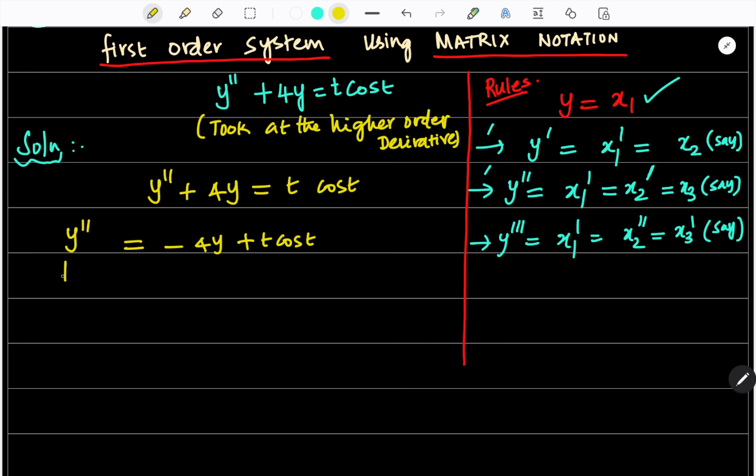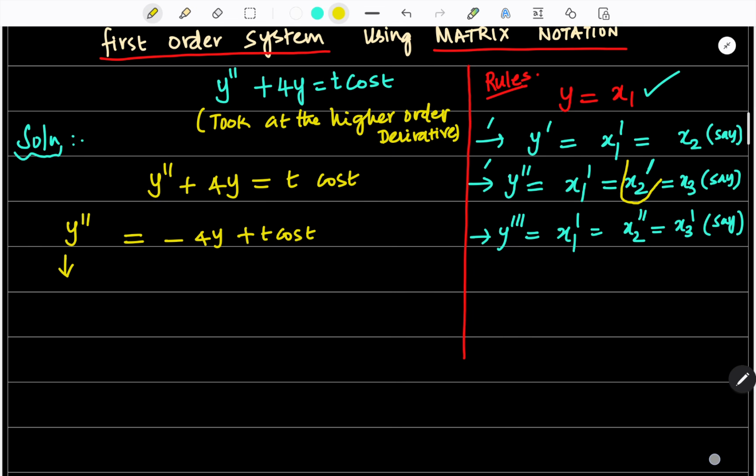What is your y double dash from this? First order. This is your first order. Can you see that? Okay, I made a mistake. x1 double dash, this one. This is a first order, x2 dash. Can you do this? Okay. Still it is not clear. Again, I will do it once again.